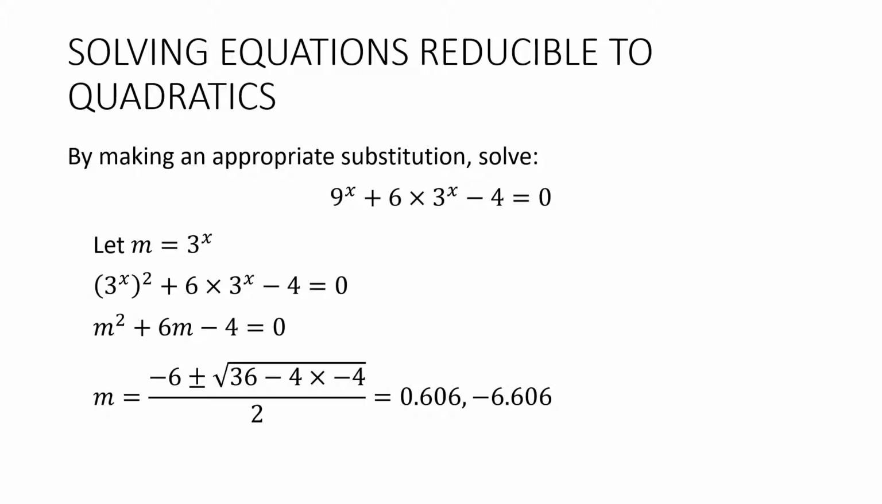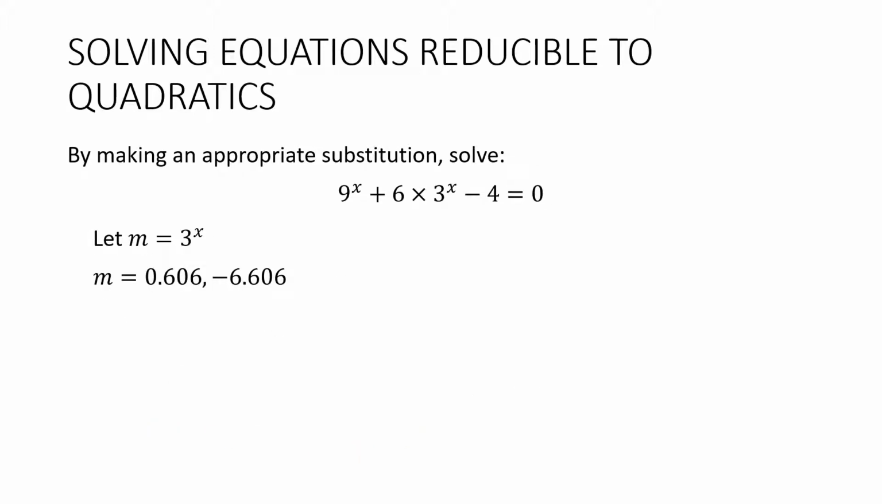Now we're not finished here because we want to figure out what x is equal to, not what m is. So I'm going to take each of these in turn and see whether I can get any solutions. Okay, so there's our 2 solutions. So we're going to say let 3 to the x equal to this, and also 3 to the x will equal this one here. So here's the first one.